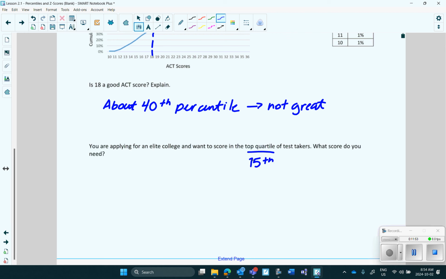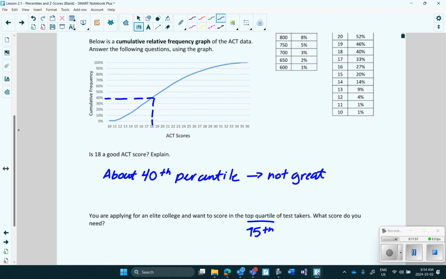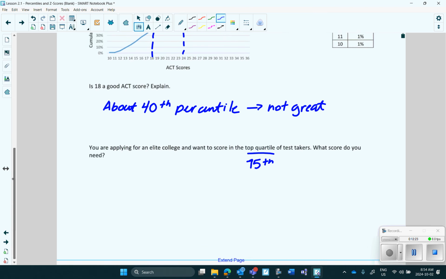So we need to find the score at the 75th percentile, which means we've got to go the other way now. We've got to get to 75 and then come over to where the graph is. Looks like we're about 24. This is assuming that you don't have this table to read from, that you only have a graph to read from. So approximately.